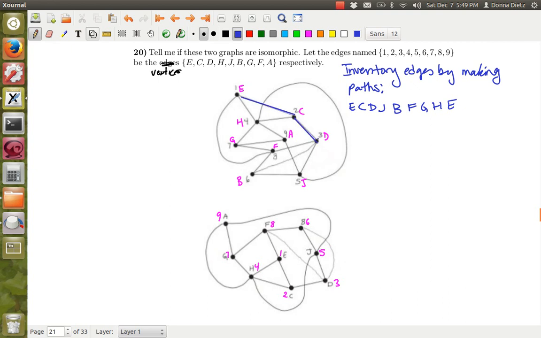CD, DJ, JB, BF, FG, GH, and HE, but I could still make more paths. I could still say, now I'm at E, I could go to F, and to D, and then to B. Now I'm kind of stuck.